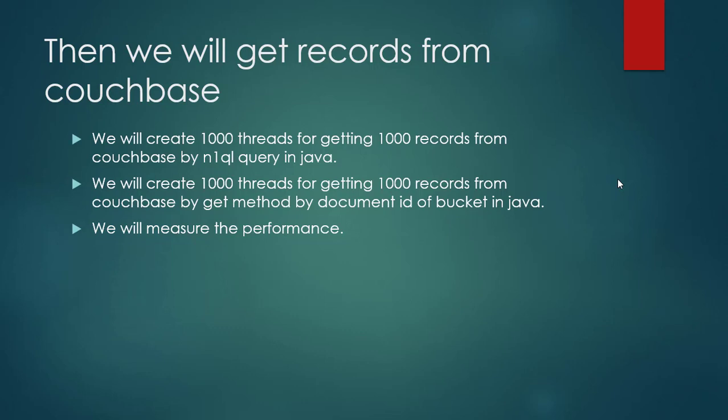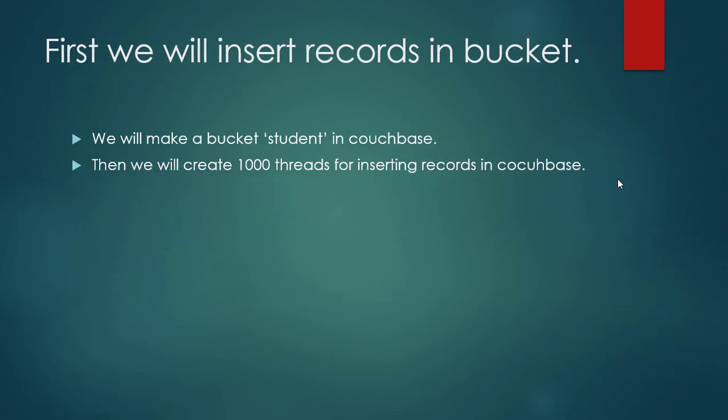After the query execution by the N1QL query, we will perform some query optimizations, where we will use the get by document ID method of the bucket, in which we pass the document ID and fetch the result. With the help of both ways, we will find the difference in the query result times. So let's start with the first operation, that is, creation of the student bucket.